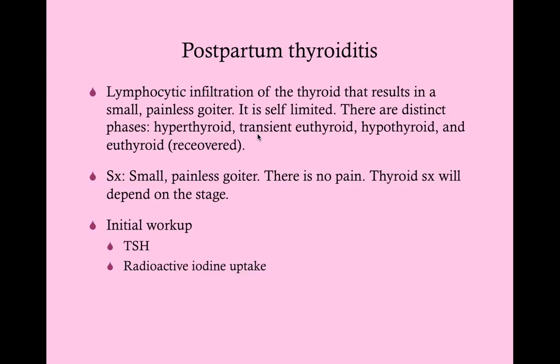Then they'll have a transient euthyroid phase where the levels of thyroid hormone are kind of normalizing. They're going down. Certainly they're not going to present during this period. And then those levels go down into the hypothyroid phase. And what's happened now is that the thyroid has become damaged and it's kind of shocked and it's not going to be able to respond to TSH and put out thyroid hormone.